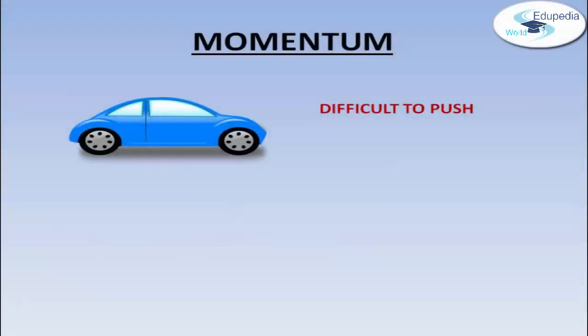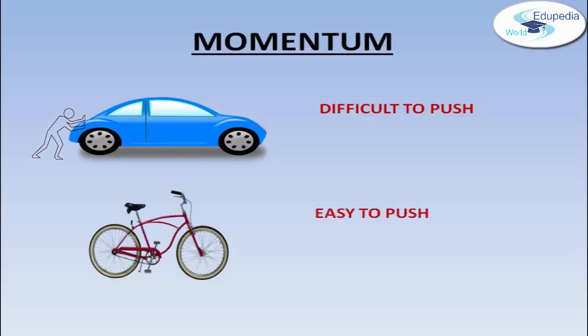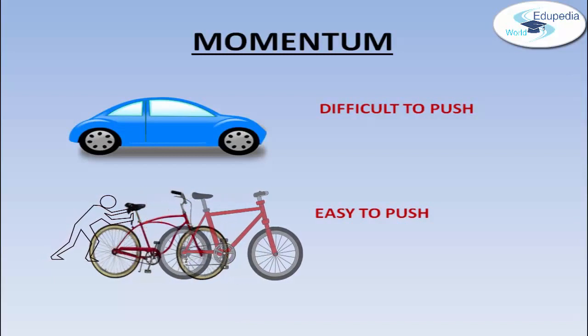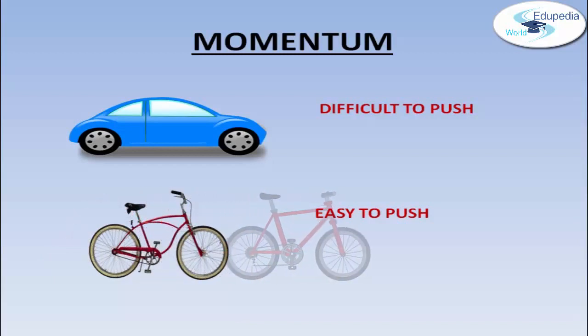We will talk about momentum. So let's say we have a car. Now we know that if we try to push any of the cars, generally they are difficult to push, and we apply a lot of force, then also the car doesn't move easily. On the other hand, let's say that we have a bicycle. So what happens when we apply a small force to a bicycle? The bicycle is so easily pushed, right? It is easy to push.